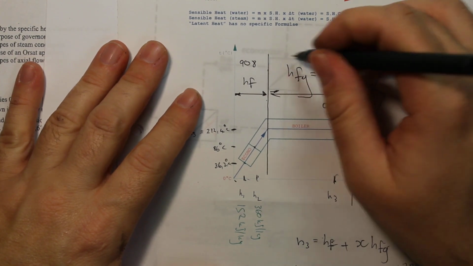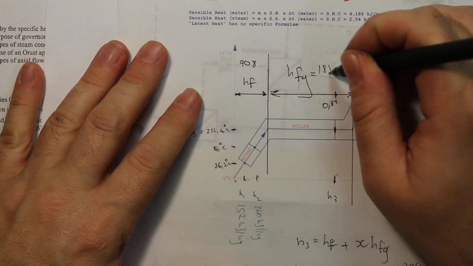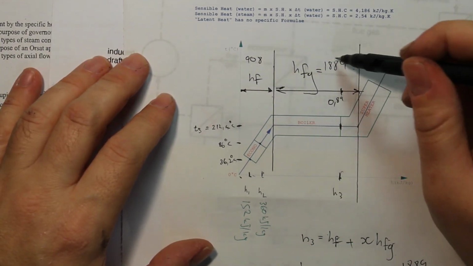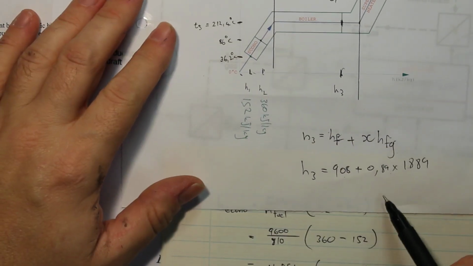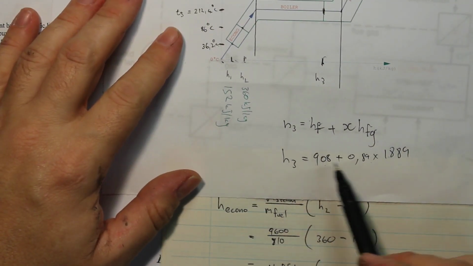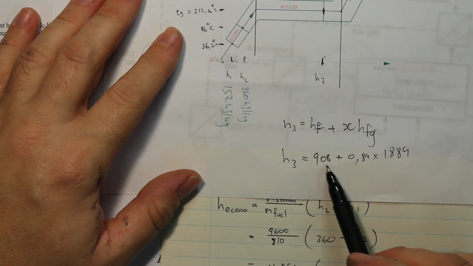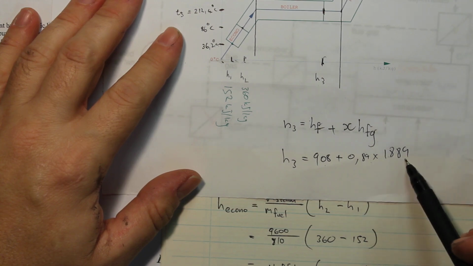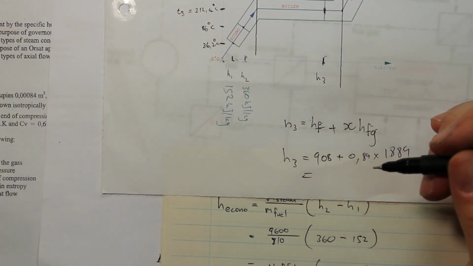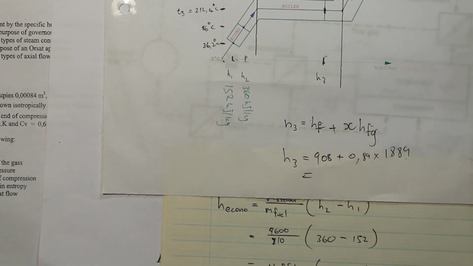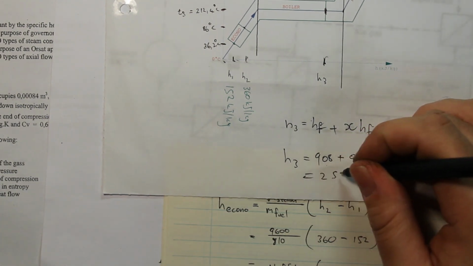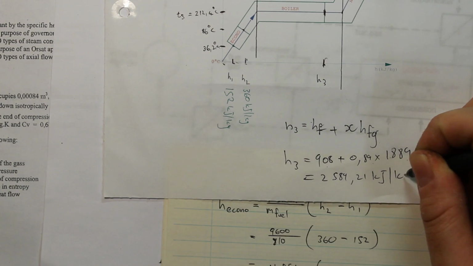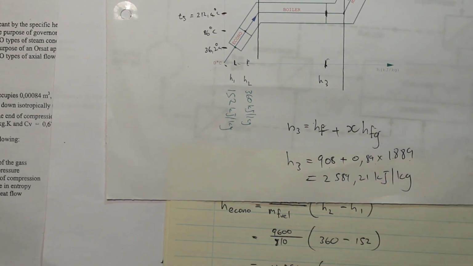What is that on the TH diagram? It's this one here. This over here is 1889. Remember, we're not all the way there, so we have to multiply that by the dryness factor. There's the formula: H3 equals 908, which is HF, plus the dryness factor times HFG. And that will give us 2,589.21 kilojoules per kilogram.